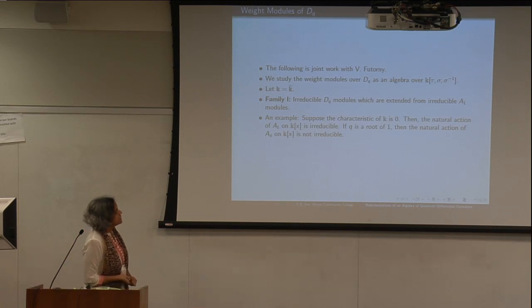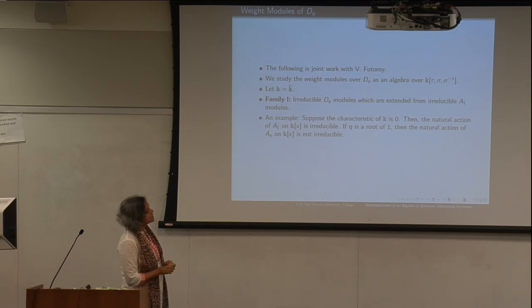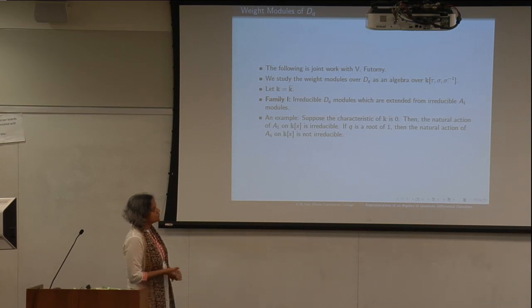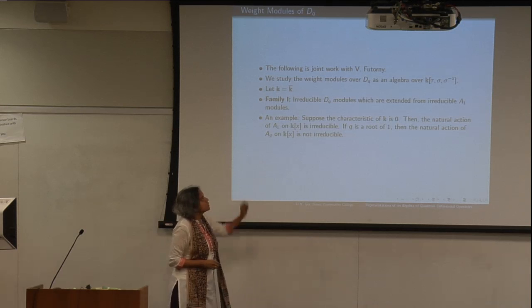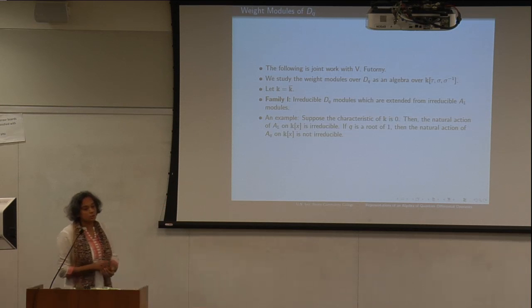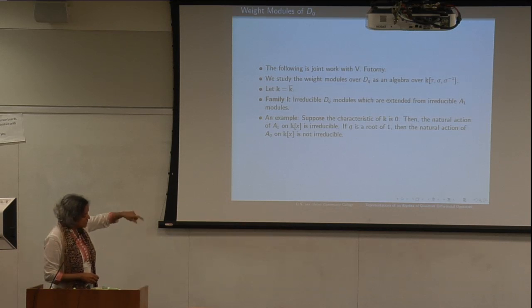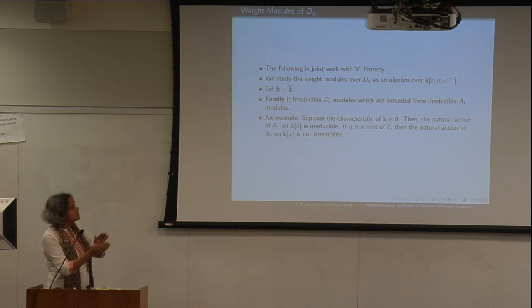An example of this: start with a field of characteristic 0. Then the action of A1 on K[x] is irreducible. If Q were a root of 1, then the natural action of AQ on K[x] is not irreducible. It is indecomposable. But together, K[x] is an irreducible DQ module.